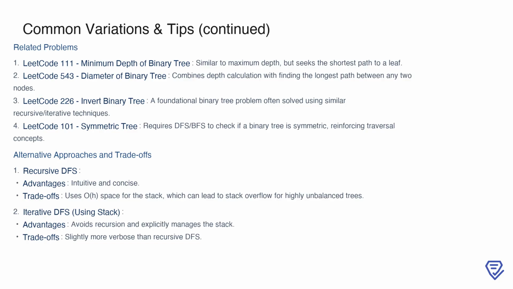LeetCode 226, which asks you to invert a binary tree, is another foundational problem that often uses similar recursive or iterative techniques. Finally, LeetCode 101 challenges you to determine if a binary tree is symmetric, reinforcing your understanding of tree traversal methods like DFS and BFS. When exploring alternative approaches, recursive DFS is a natural choice. It's concise and straightforward, but its trade-off is the O(h) stack space usage, which can lead to stack overflow for very unbalanced trees. Iterative DFS with a stack is another option, allowing you to explicitly manage the stack and avoid recursion, though it can be more verbose in implementation.